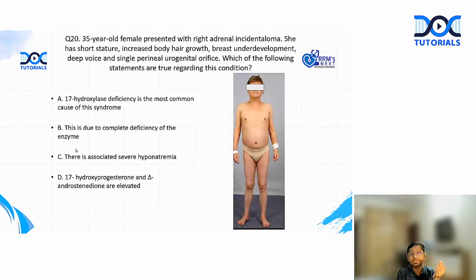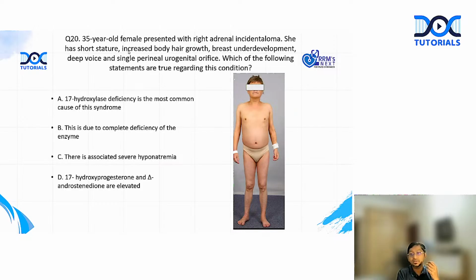Okay, moving on to the next question. 35-year-old female with right adrenal incidentaloma. She has a short stature, increased body hair growth, breast underdevelopment, deep voice, and a single perineal urogenital orifice. Which of the following statements are true regarding this condition?